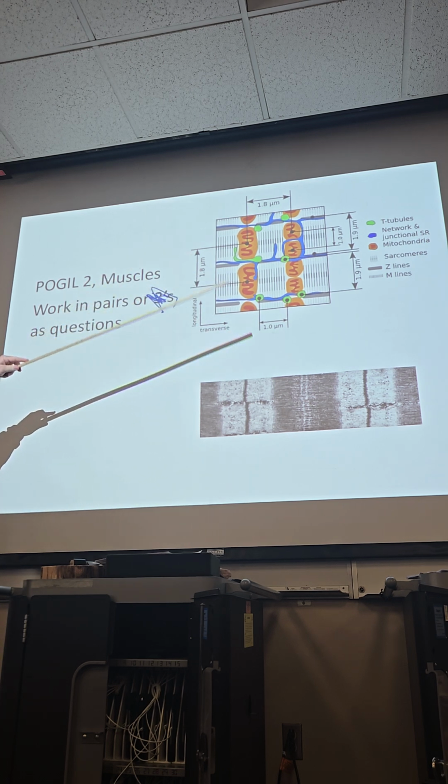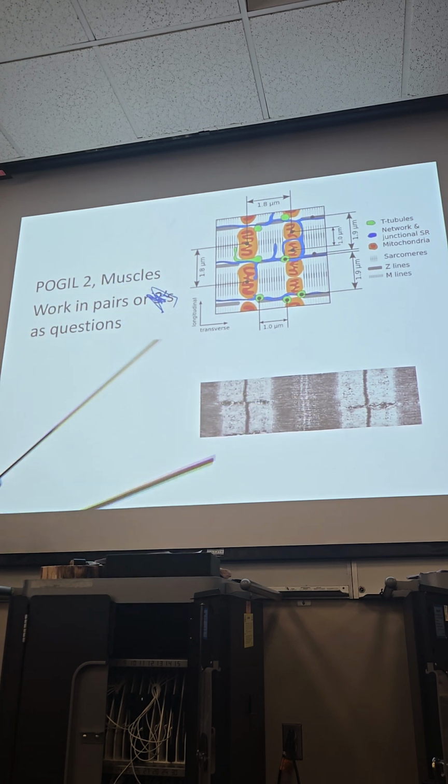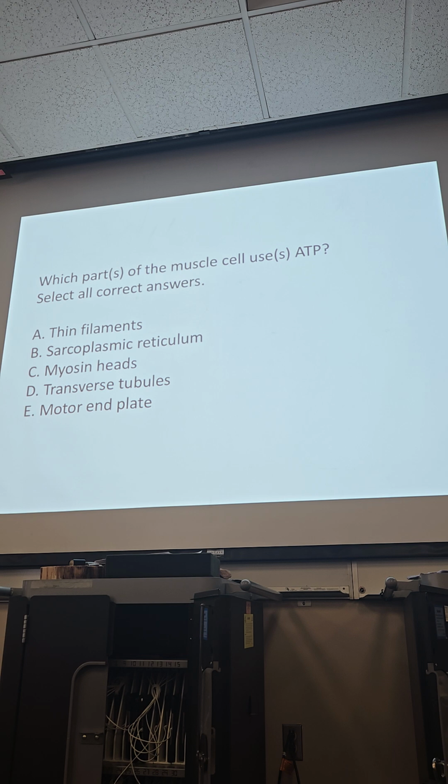So all of these components are in there. But if we look at the micrograph, it's mostly the actin and myosin filaments. They're just covered everywhere. So what uses ATP?